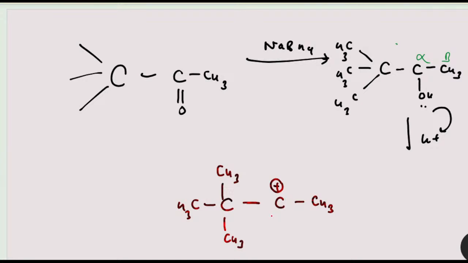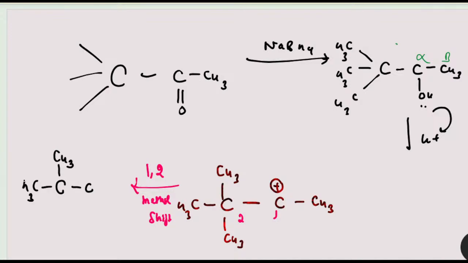Look at this with respect to this. What is the one and two? We are going to follow a 1,2 methyl shift. After the methyl shift, what is happening: the 2 CH3 groups are connected here and 2 CH3 groups connected here. Now the positive charge is there, and the next step is removal of hydrogen.